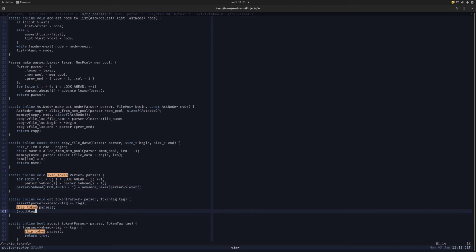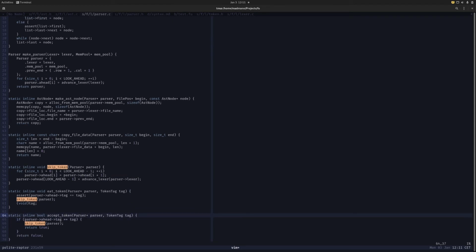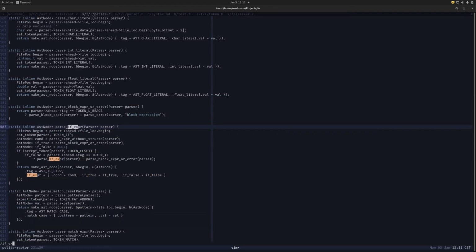Now, there's also another function called accept token, which is just the same as accept char, if you remember the lexer, except that it does this with tokens. It just looks if the next token is the token you give it, and if that's the case, it advances the state of the parser, and if it isn't, then it returns false. So it's rather easy.